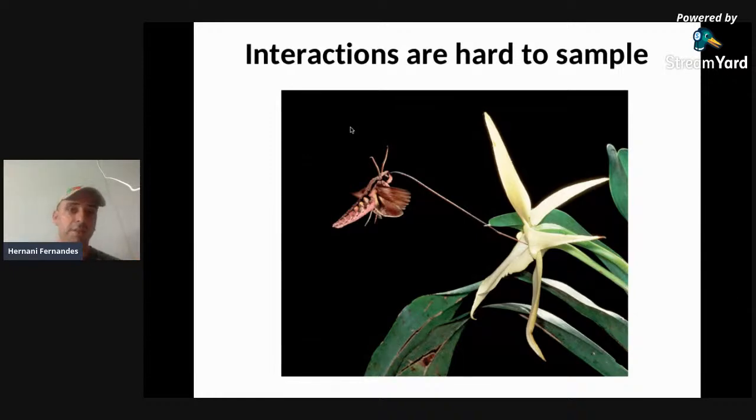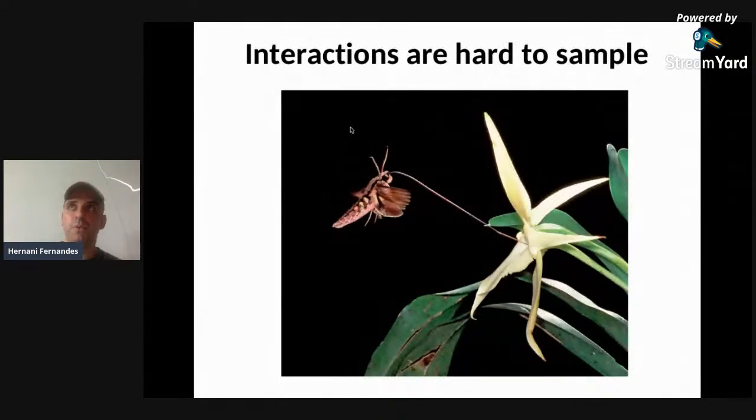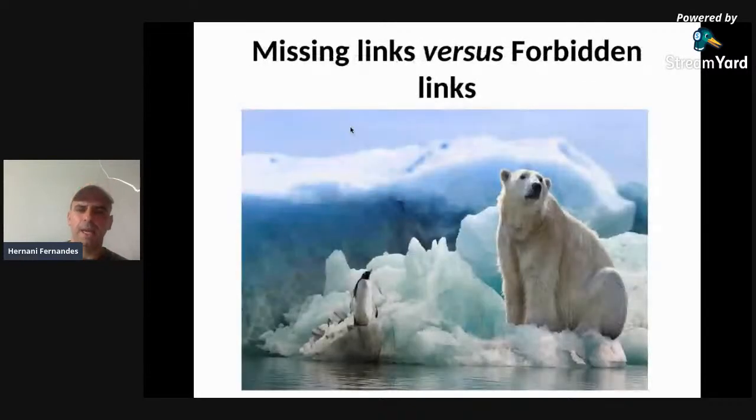So it took more than 100 years for people to be able to record not only the species, but also the interaction happening in nature. This is one of the most famous cases of predicted interactions that should be happening in nature, but took a long time for people to actually see. So you can have an idea of how challenging it can be to record interactions, especially when they are rare, or when they don't occur so often in nature. And this poses a big dilemma, the idea of missing links versus forbidden links.